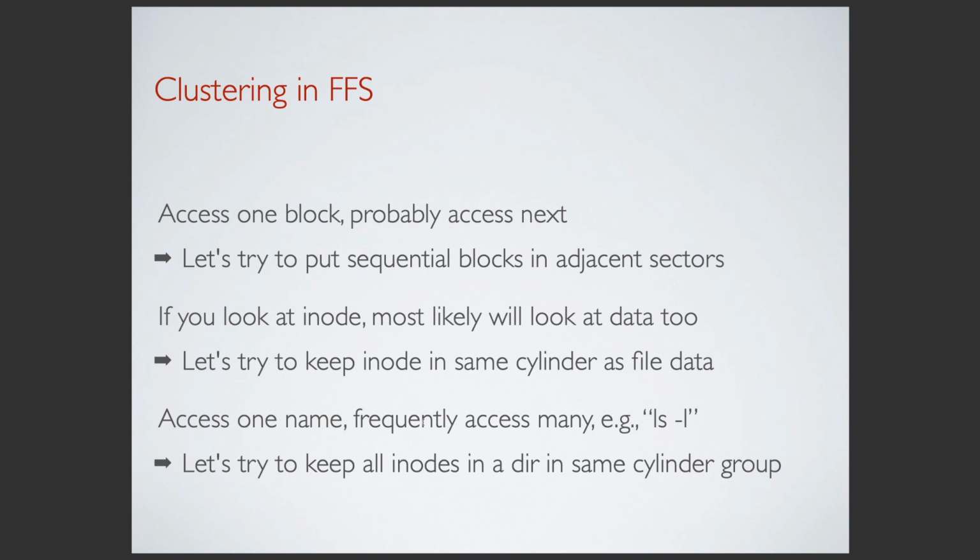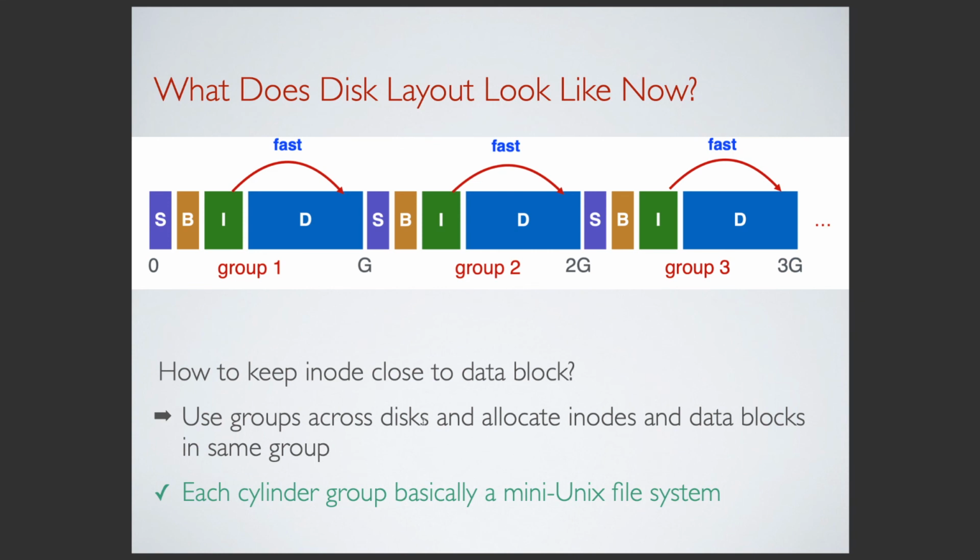So if you do that, what does the OS look like? In FFS, what they have done is they have divided the file system into groups, and each group is basically a mini Unix file system, where they have replicated the super block. Inside the super block there will be information about this group specifically.